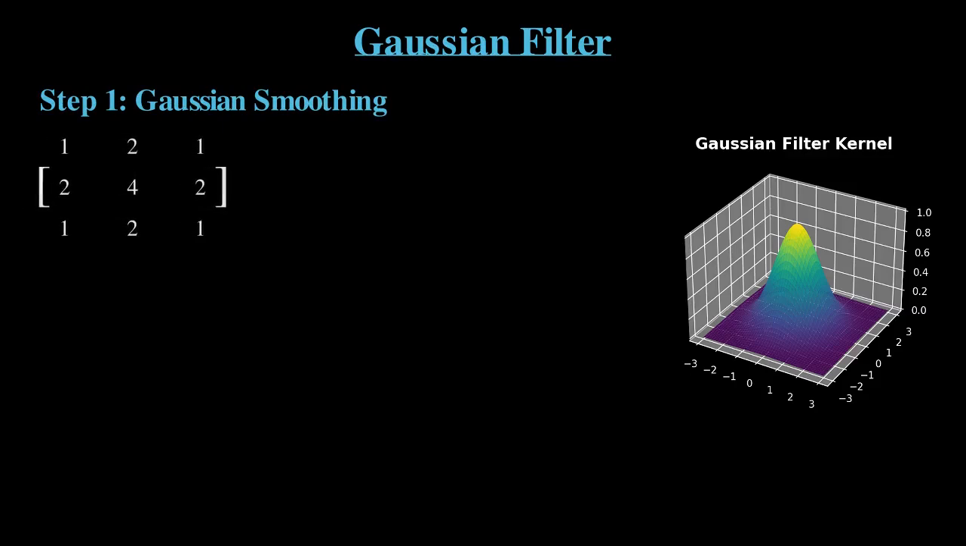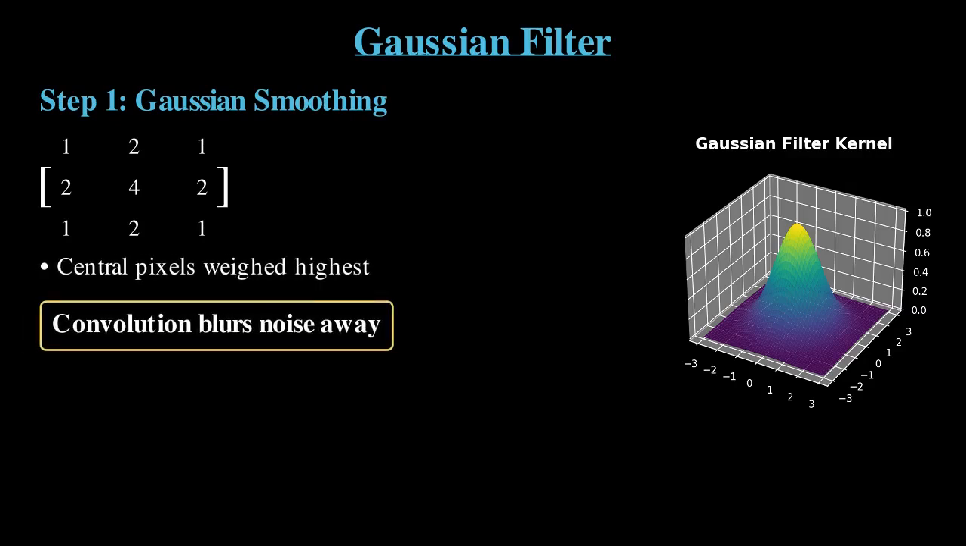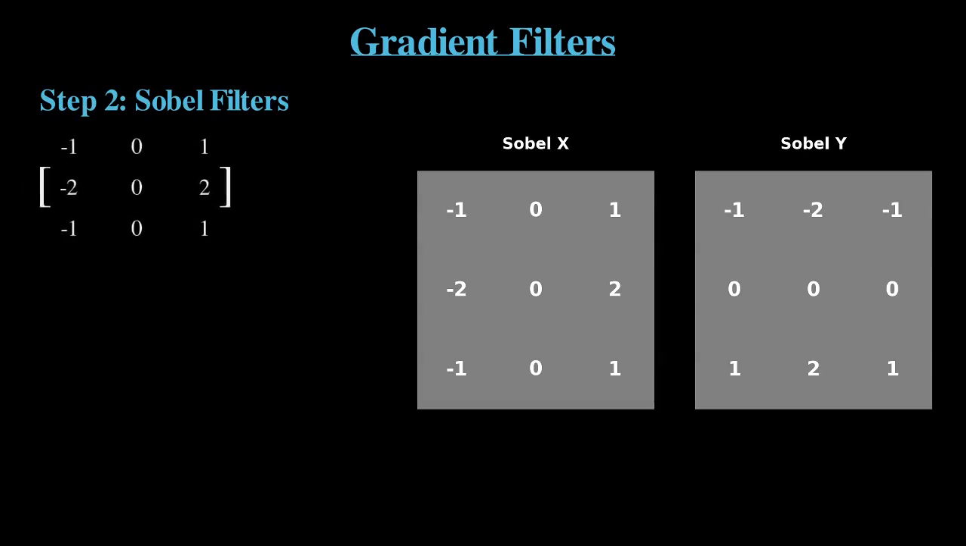The Canny algorithm begins with a Gaussian filter. We slide a small grid of numbers, called a kernel, over the image. This kernel calculates a weighted average of neighboring pixels, with the central pixel carrying the most weight. This convolution process blurs the image slightly, effectively melting away the high-frequency noise while keeping the true structural edges mostly intact.